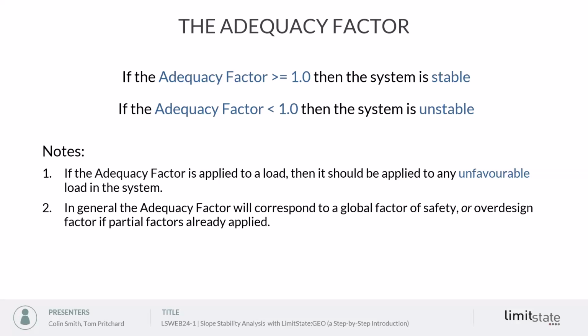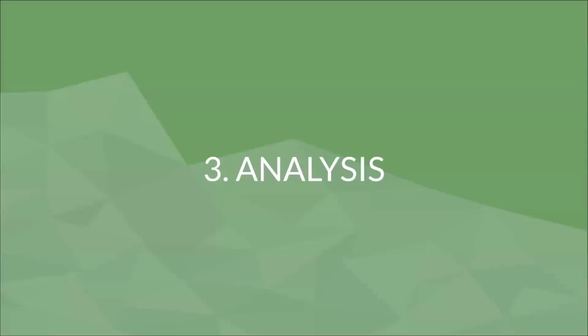If you're applying a factor on load, generally it should be applied to any unfavorable load in the system. In general, it's going to correspond to a global factor of safety or an over-designed factor if you're applying partial factors, such as from the Eurocode. So it gives you that extra margin of safety over and above the Eurocode factors if those are applied. So we'll have a look at the software now and see how to set up that problem.